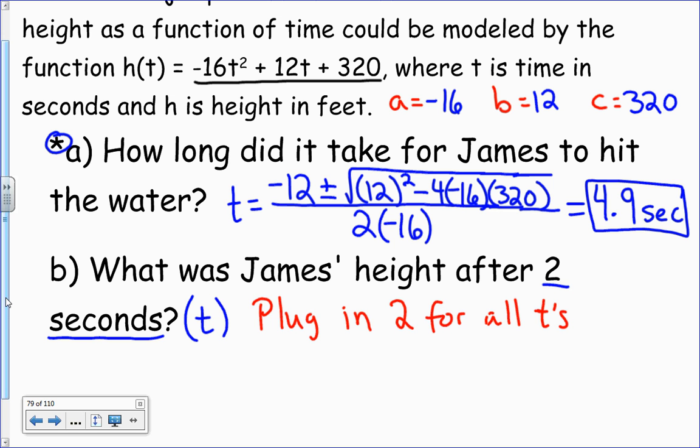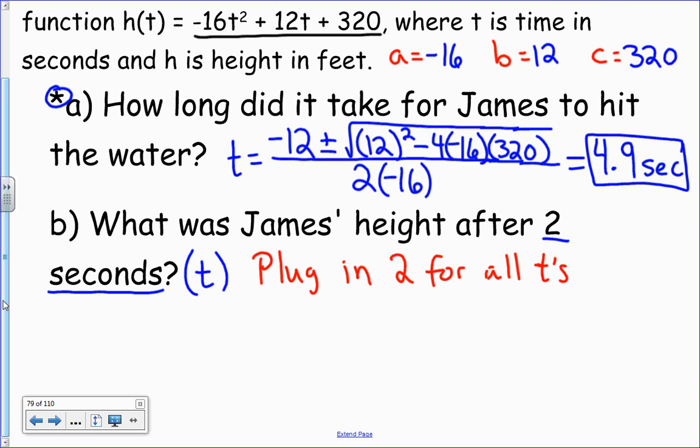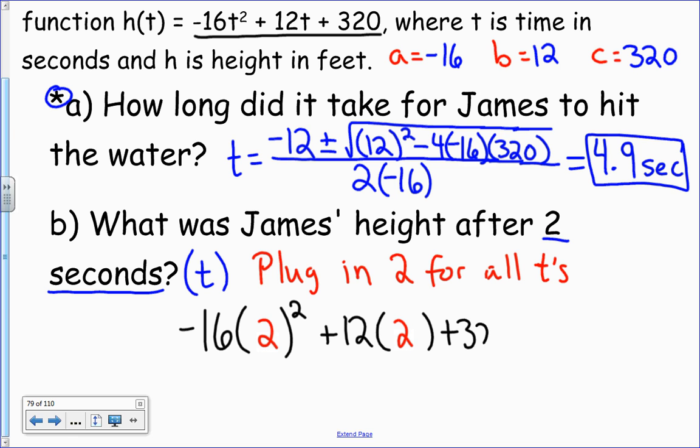Plug a 2 in for all of the t's. So if we're going to do that, we start out with negative 16 t squared. In that parentheses, I'm going to stick a 2. Then we have plus 12 times t. Again, in that parentheses, I'm going to stick a 2. And then we have plus 320.